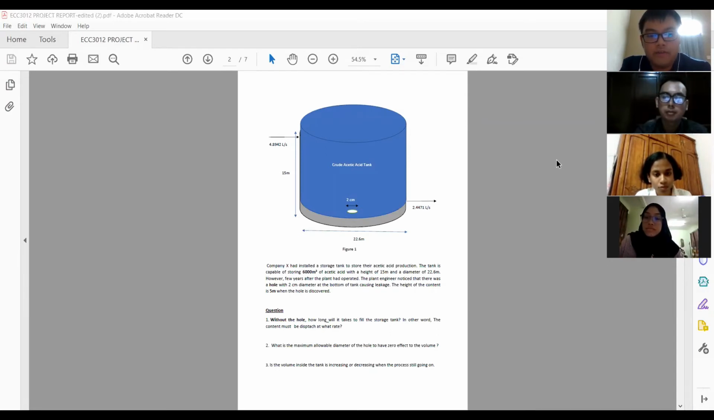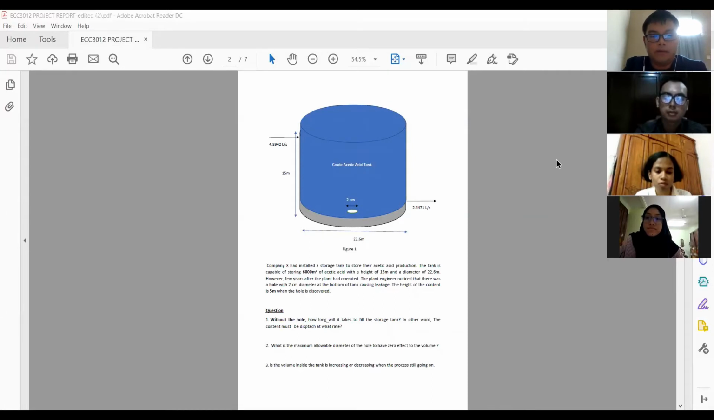However, after a few years of operating, the plant engineer noticed that there is a hole with 2 cm diameter at the bottom of the tank, causing a leakage. The height of the content is 5 meters when the hole is discovered.